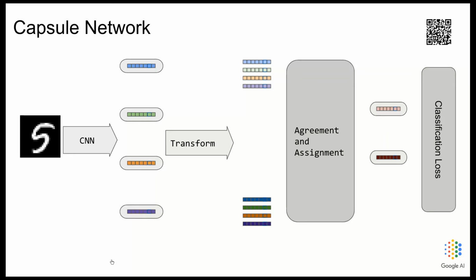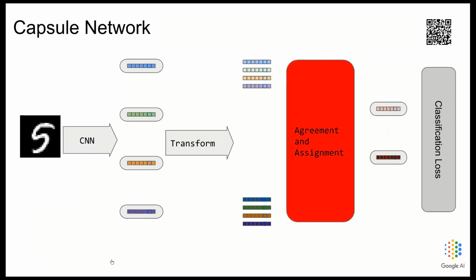Each last layer capsule is assigned to one class. The existence probability of that capsule is the probability of the image being that class. A classification loss is then used to train the network. Okay, now let's dig into this agreement and assignment and child and parent and everything.